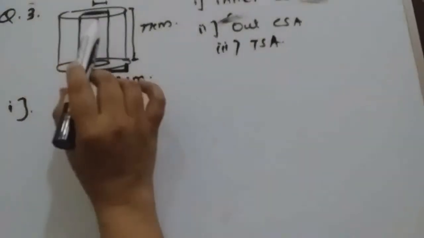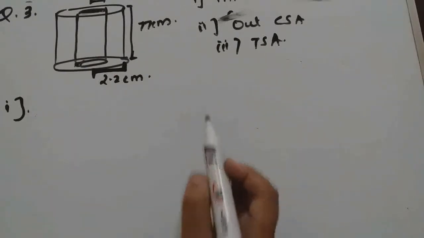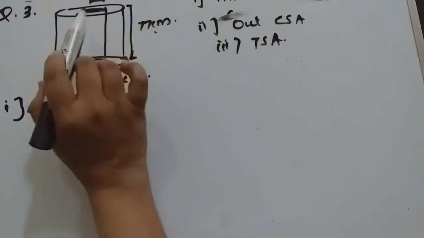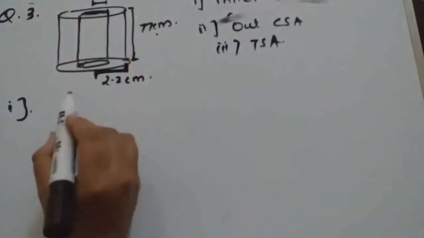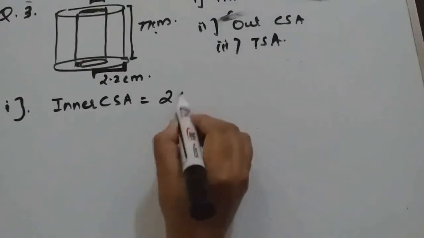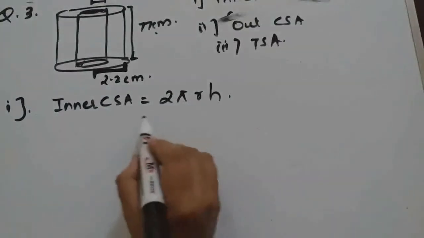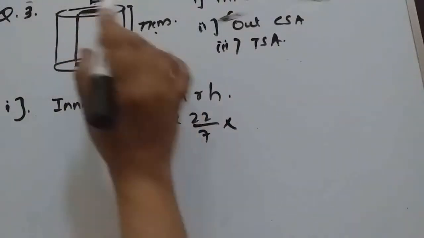For inner CSA, we know the CSA formula is 2πrh. So h will be the same, but for inner CSA the radius will be 2. So we can write inner CSA will be given by the formula 2πrh, where 2 into 22/7, r is 2 here, isn't it?